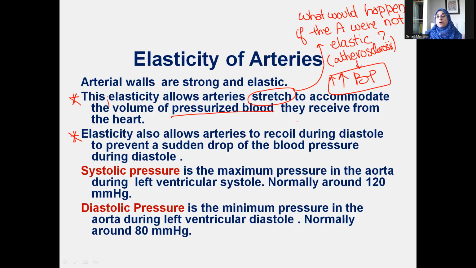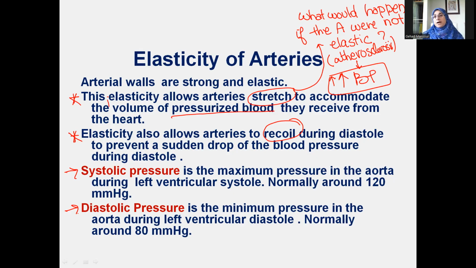But elasticity is also important during recoil, during diastole, to prevent a sudden drop of the blood pressure, as we said. As we said in the lab last time, in the sphygmomanometer lab, we have two values for the blood pressure.